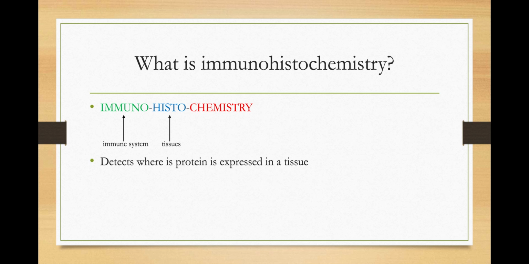Histo is dealing with tissues, therefore the material being analyzed with immunohistochemistry is the isolated tissues found within a body or organism. The overarching goal of immunohistochemistry is to tag a tissue for the location of where a specific protein may be within a sample.